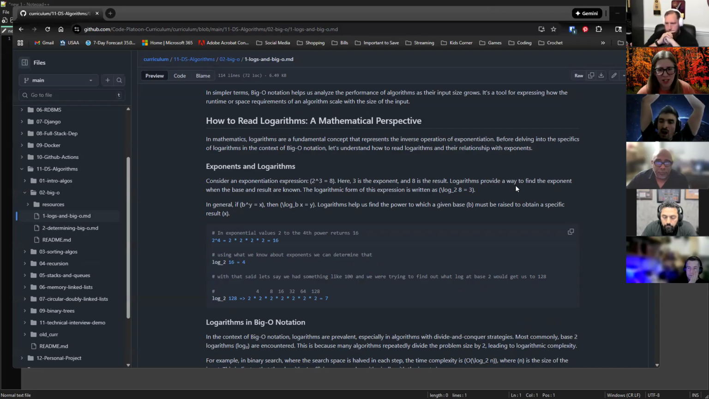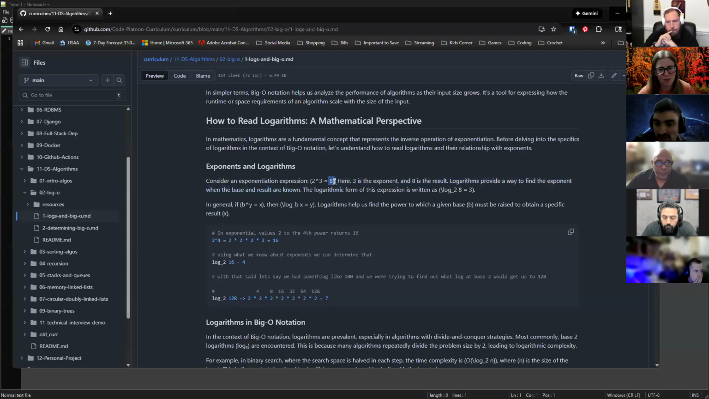Logarithms are basically the way to find the exponent when the result is known. So instead of solving 2 to the power of 3, we would have the 8 and try to figure out what power we're raising to. And that's what a logarithm would do for us. It's a reversal of this, to figure out the power or the exponent that would result in the answer that we have provided.